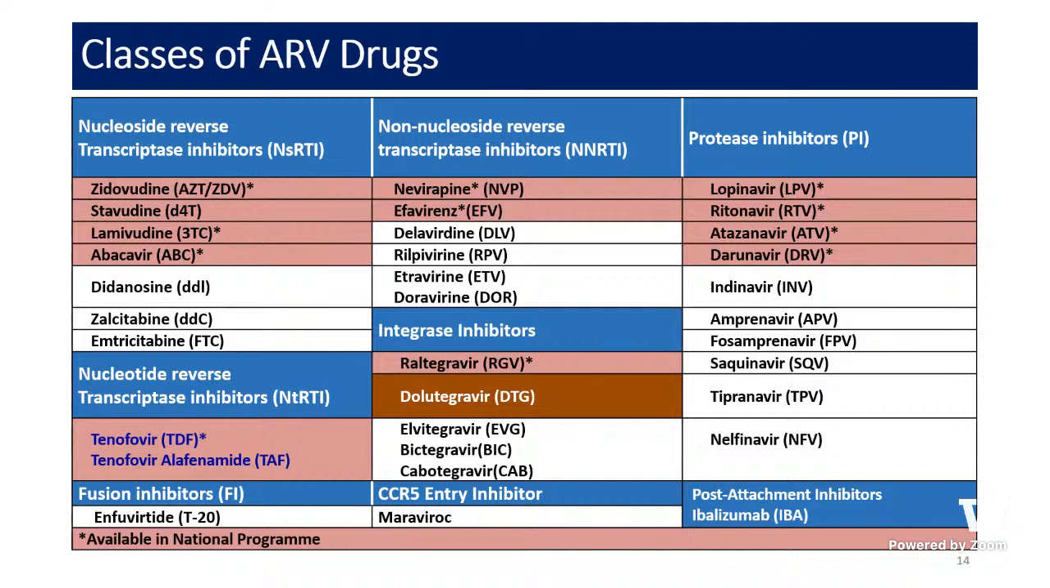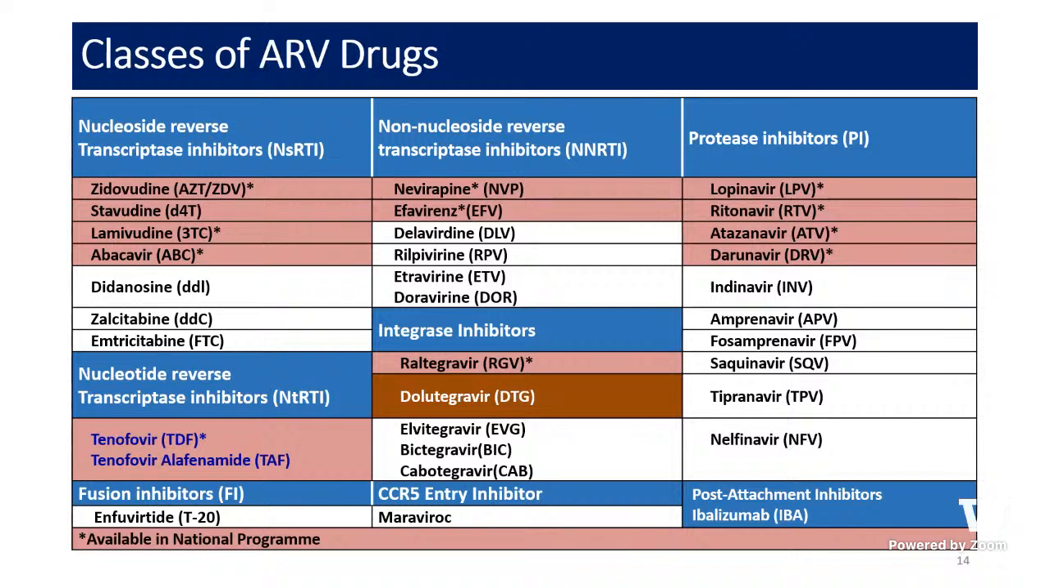Then we have the NNRTI, or the non-nucleoside reverse transcriptase inhibitor. We have integrase inhibitors, CCR5 entry inhibitors, and the protease inhibitors. Now, dolutegravir is in the middle of the chart. Basically, it is an integrase inhibitor.